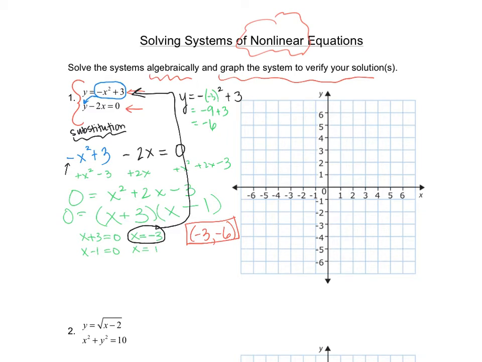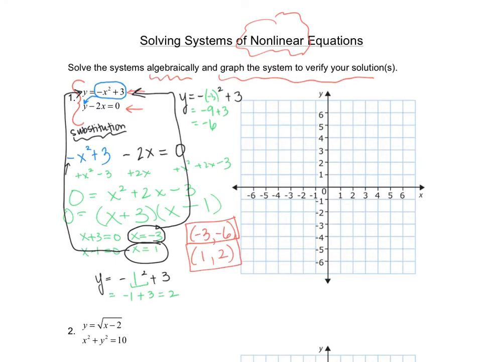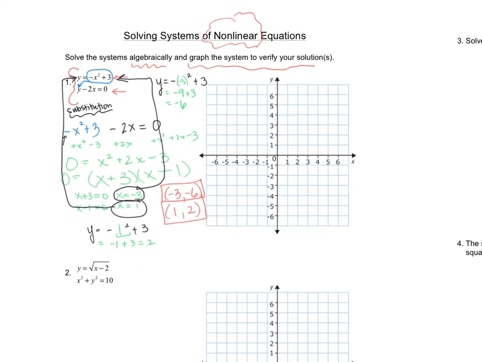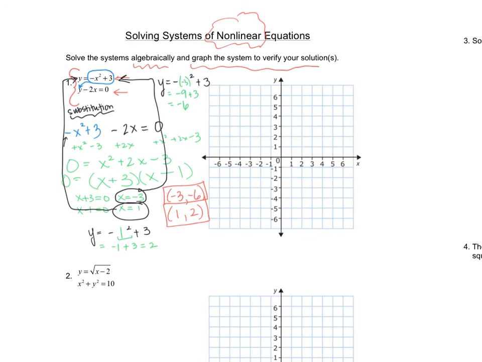Then I'm going to do it again. This time I'm going to plug in x equals 1. Again, still plugging into the original first equation. So we have y is equal to negative, we're going to stick a 1 in there. And so when you square the 1, you get 1. So this is negative 1 plus 3. So we get 2. So our point would be an x value of 1 gets me a y value of 2. So those are my two ordered pairs. And so what that means is that both of those satisfy those two equations.